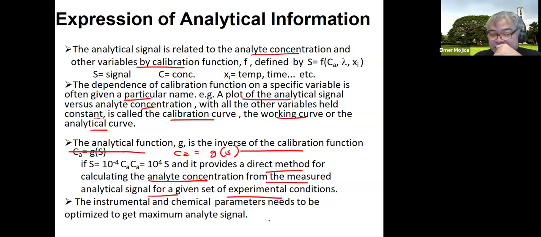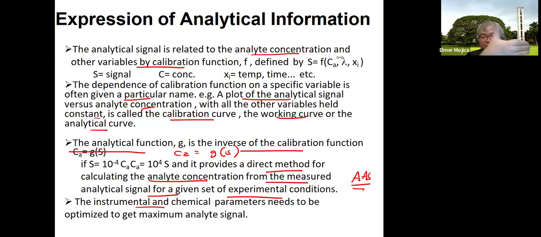This provides a direct method for calculating the analyte concentration from the measured analytical signal for a given set of experimental conditions. And as much as possible, when you do this, you optimize the conditions or parameters to get the maximum analyte signal. How do you do that, especially in AAS? Did you do AAS? How do you get the maximum signal if you're doing AAS?